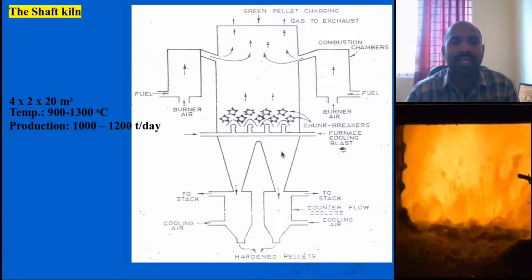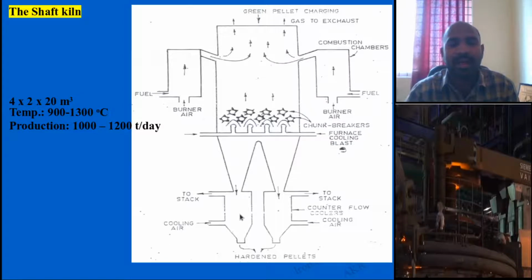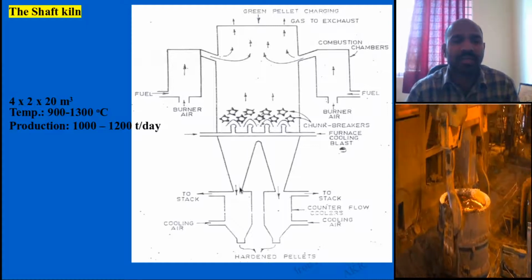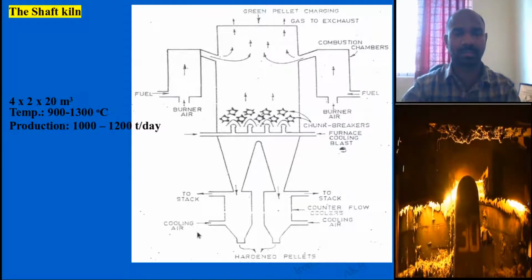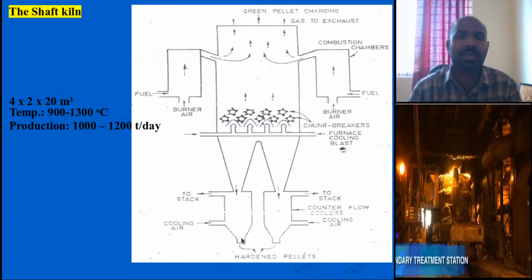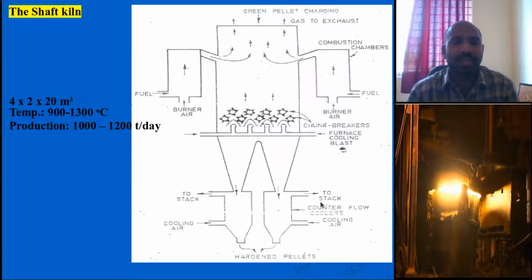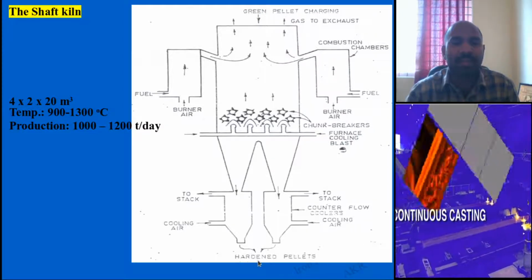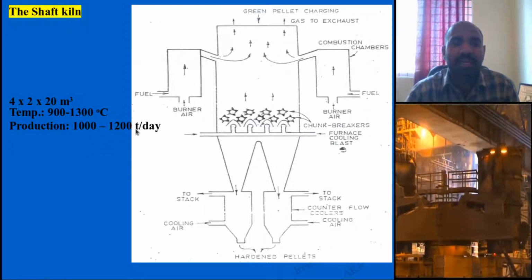Those pellets are taken into two forms of stacks, and these hardened pellets fall into two shafts stacked one over another, and you will be cooling them. After cooling you take them out, which we call hardened pellets. This is also the same thing, a counter flow cooler with cooling air and counter flow cooling shafts. Finally you will be getting the hardened pellets. The production capacity of this shaft kiln is 1000 to 12 tons.